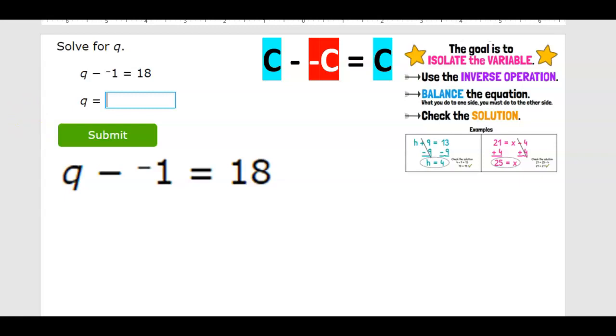The goal: isolate the variable. Step one, identify the variable. Where are you, variable? Hello, variable. You can hide. No, you can't hide. You can run, but you can't hide. You can't do either because you're right there.